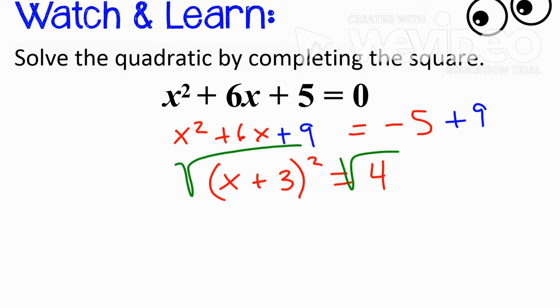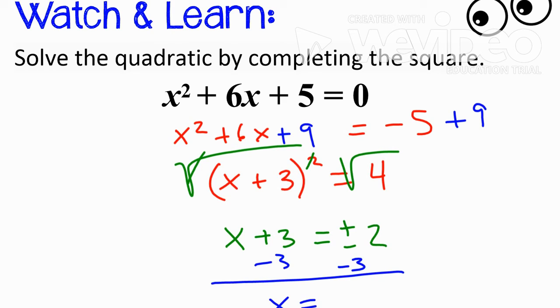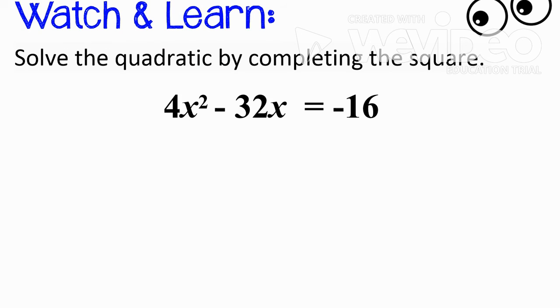Square root both sides, remove the parentheses, put your plus or minus sign here. Now, I'm not going to write it out, I'm just going to do the math in my head. -3 plus 2, -3 minus 2. That wasn't so bad. Alright, I think you're starting to get the hang of this. Alright, one last tricky problem and then you're on your own.